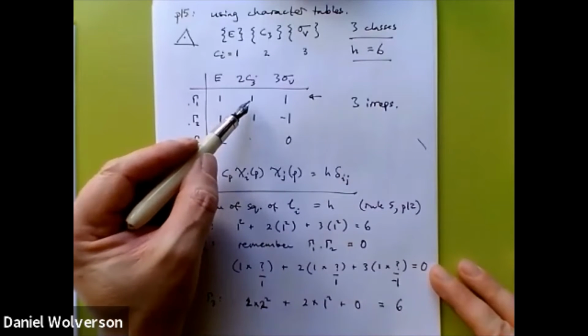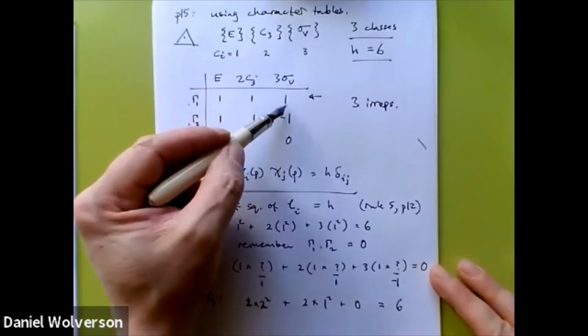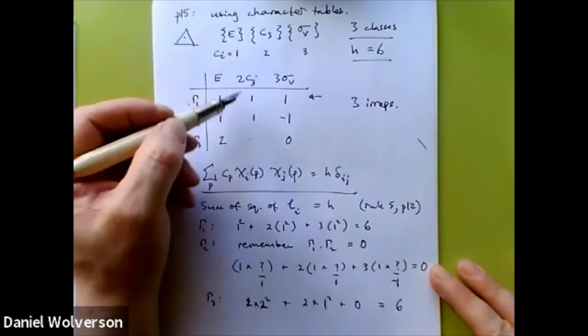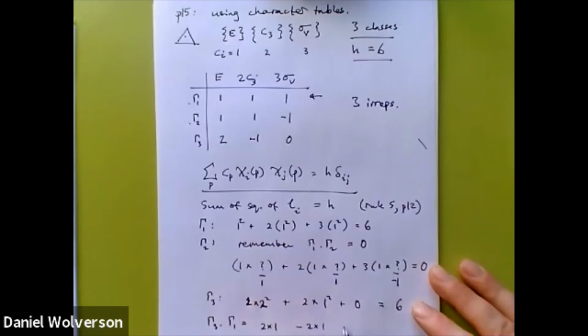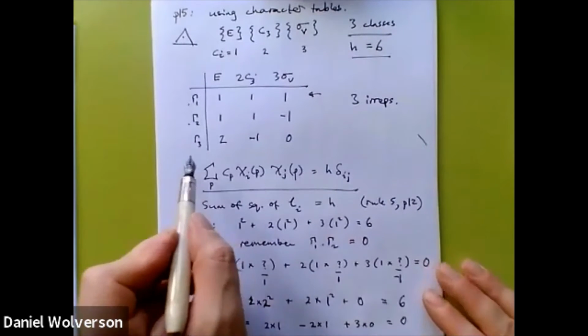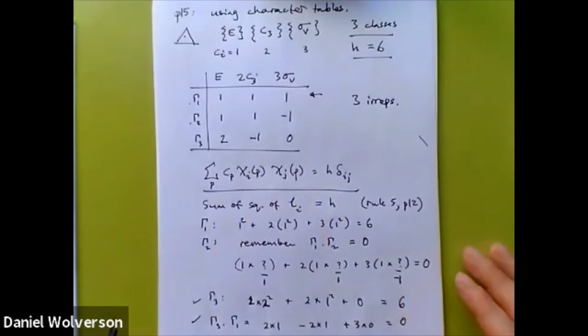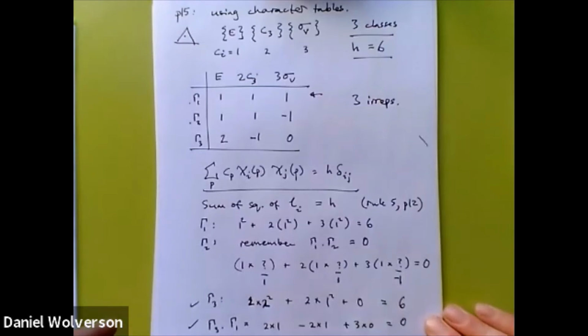So to make it orthogonal to gamma 1, this column is not a problem because that's 0, but we need a -1 here. So that gamma 3 dot gamma 1 is now 2 times 1 minus 2 times 1 plus 3 times 0, which is 0. So that's right. So we've gone through the same exercise of constructing this character table. Let's stop there and carry on a little bit at 3 o'clock.